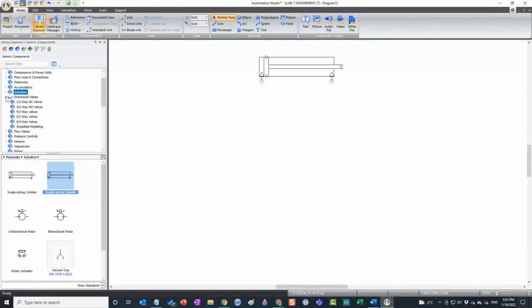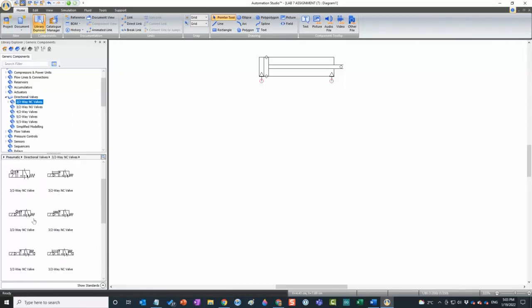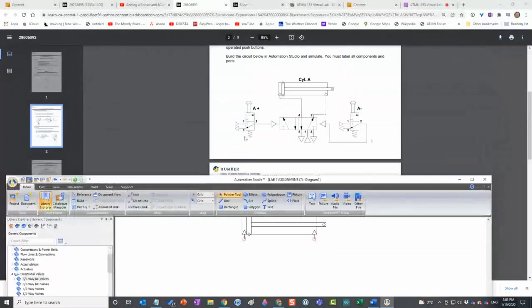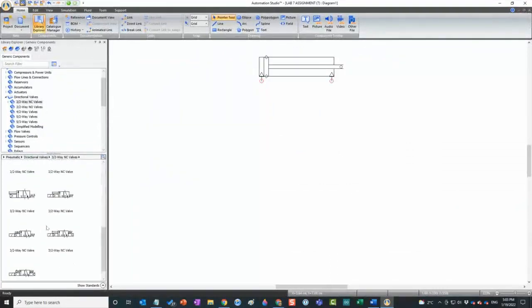We did talk about the fact that something that controls a cylinder is called a DCV, but we'll also find many other kinds of valves in here. These are two-position valves, and the type of valve I want is a two-position valve. I want one with a spring on one side, and I want one that's normally closed, because when I press it, I want air to go through. So I'm going to look at some of these.